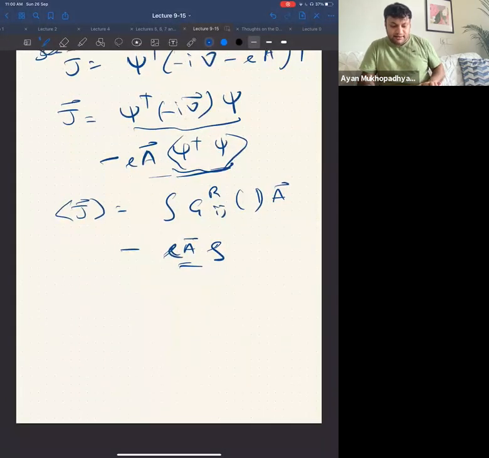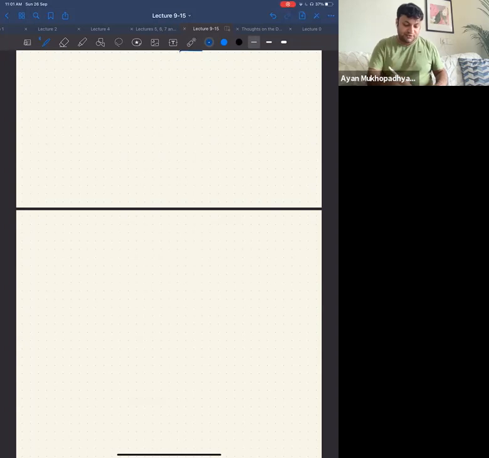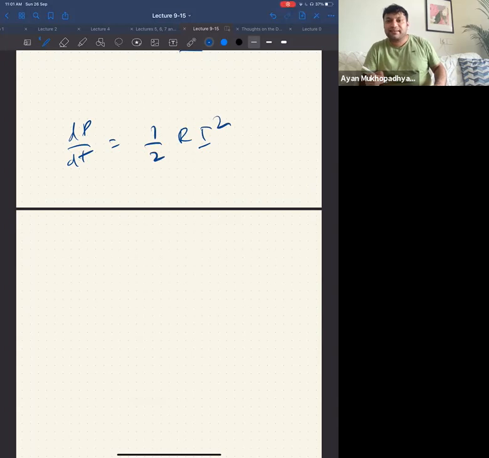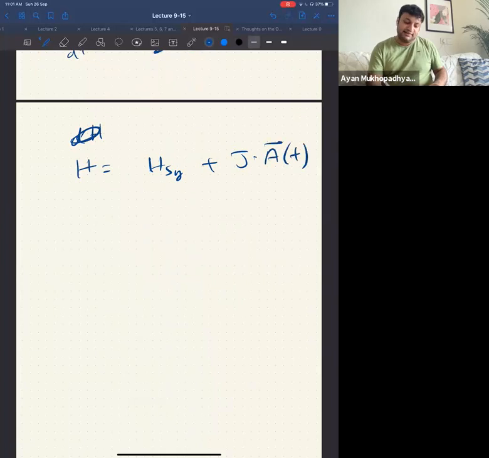Okay, so in the last part, I will simply try to show how you can get Ohm's kind of dissipation. If you remember, from high school you have seen the electric dissipation power, something like half R i squared, some formula like this, right? So let us see where it comes from. It actually comes from basic quantum mechanics and quantum algebra. So the Hamiltonian is equal to H system plus J dot A(t), right?